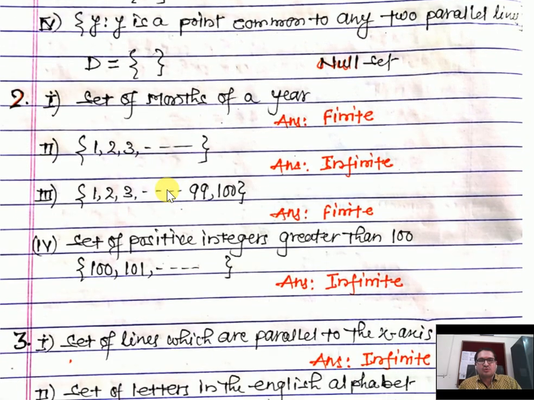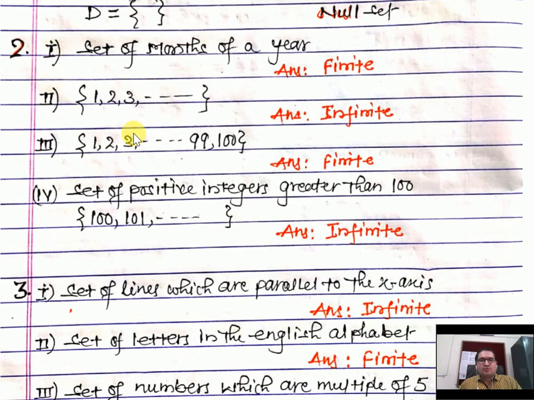Question number 2, you have to tell finite and infinite set. Which one is finite and which one is infinite? First part, set of months of a year. Jan, Feb, March, April, May, June, July, August, September, October, November, December. So this is the set of months, and these are finite elements.